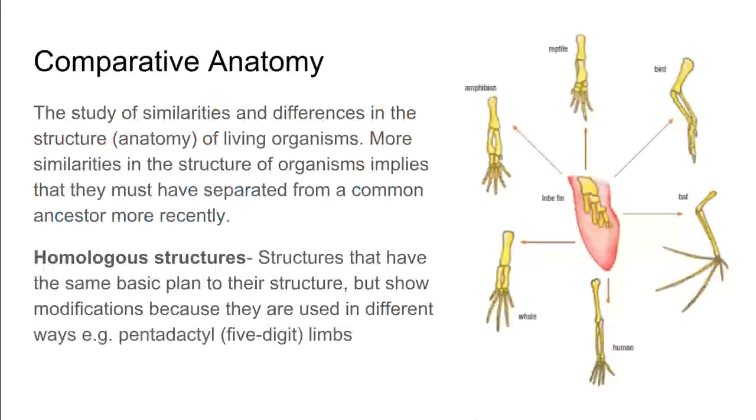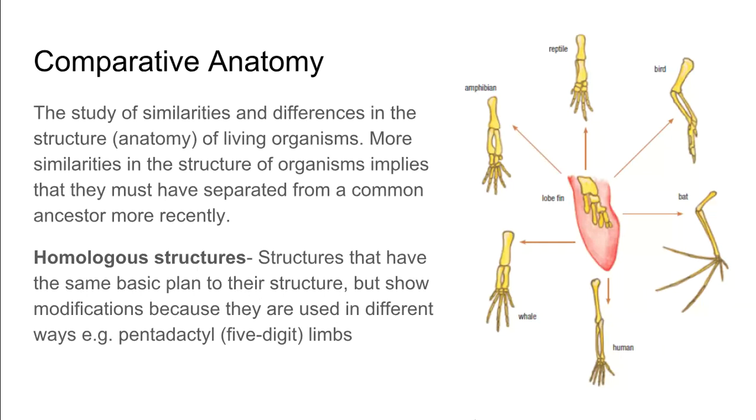The next is comparative anatomy, and this is where we look for similarities and differences in the structure of living organisms. If they're more similar in their structure, it implies they must have separated from a common ancestor more recently. Homologous structures are structures that have the same basic plan to their structure, but show different modifications because they're used in different ways. The example which we have here is the pentadactyl, or the 5-digit limb.